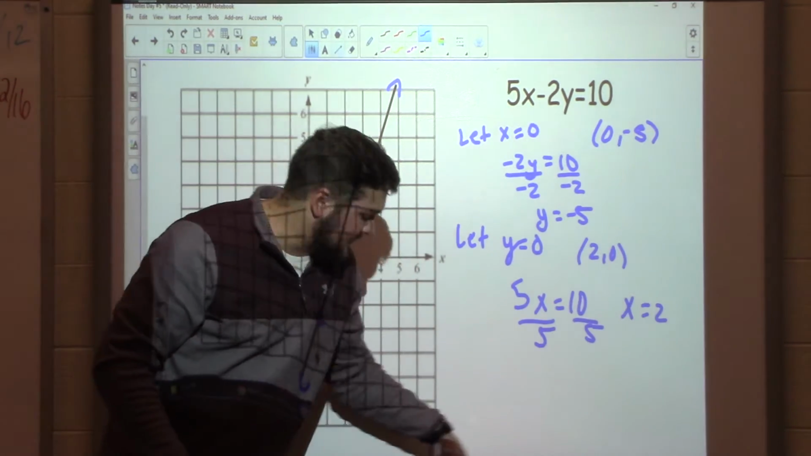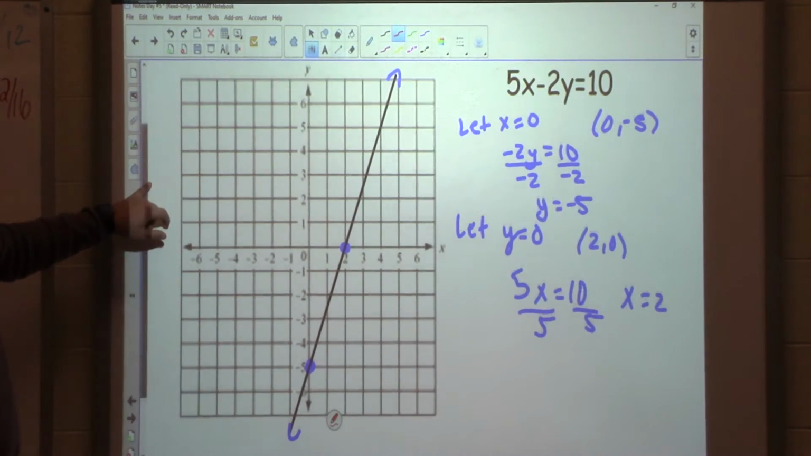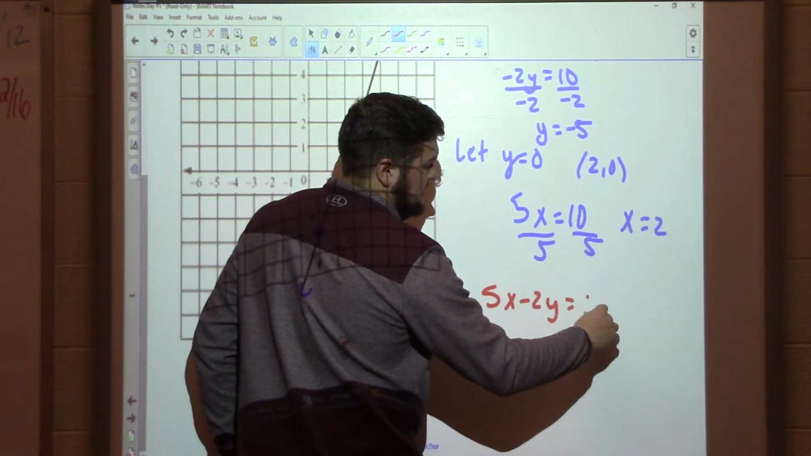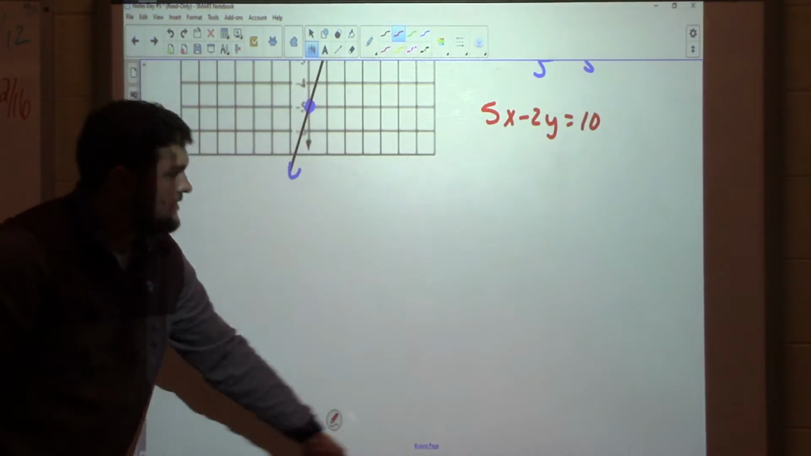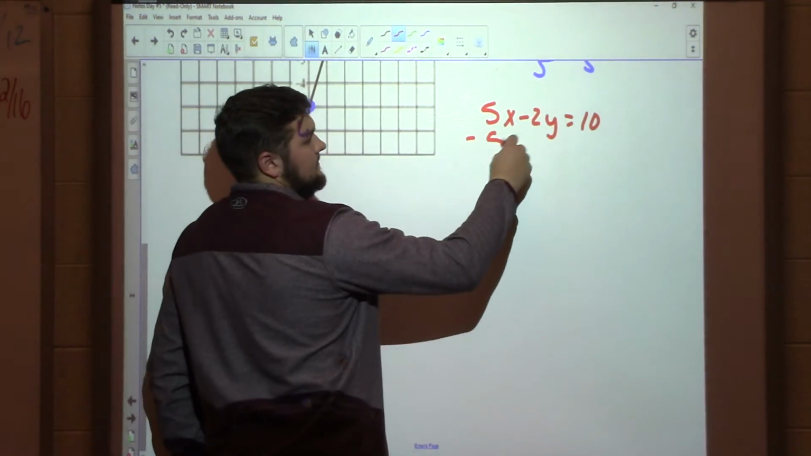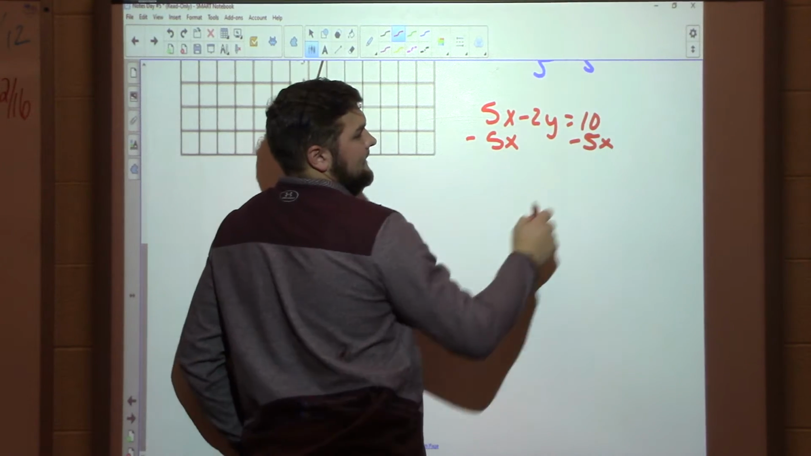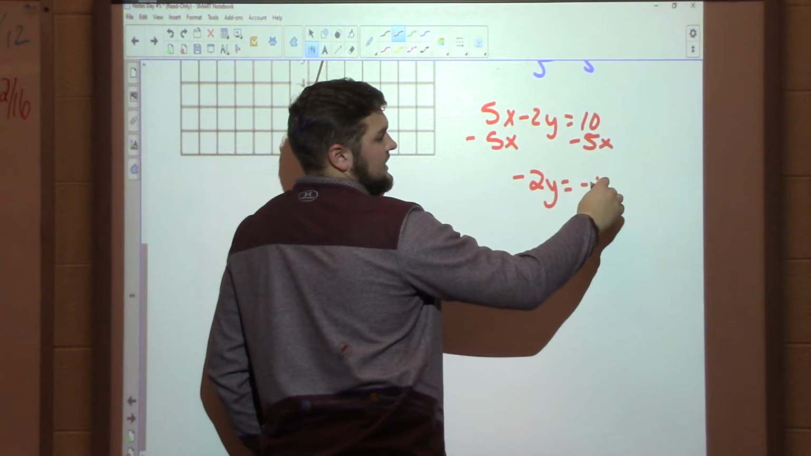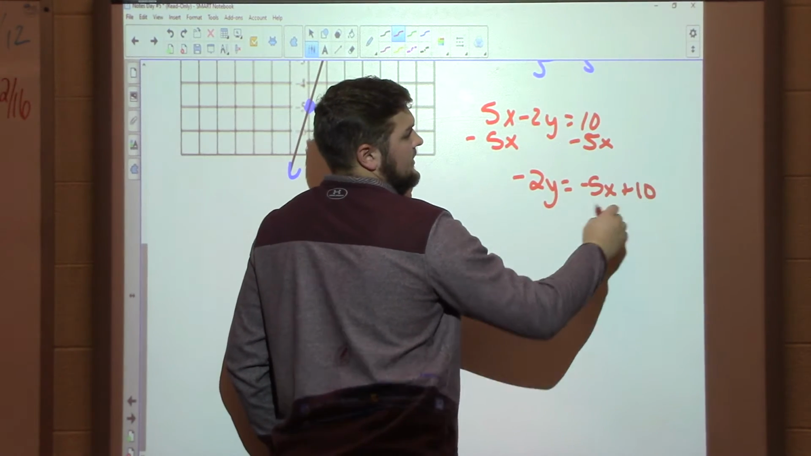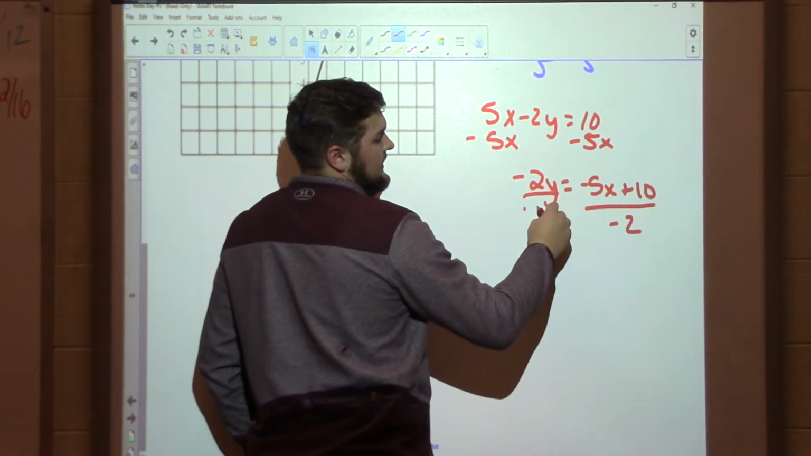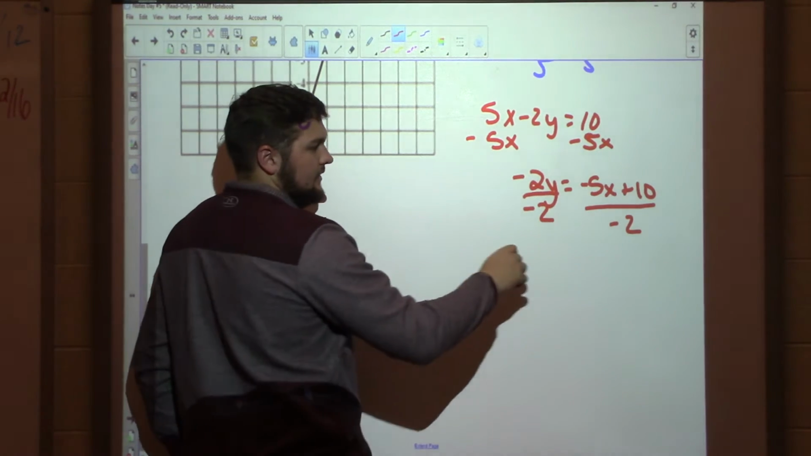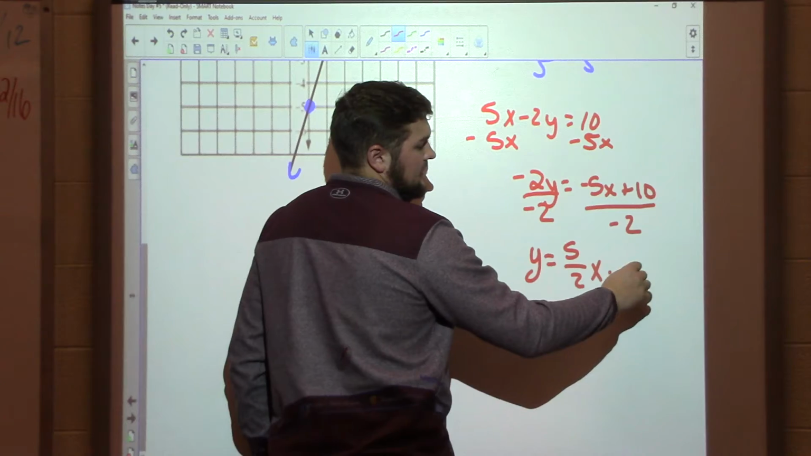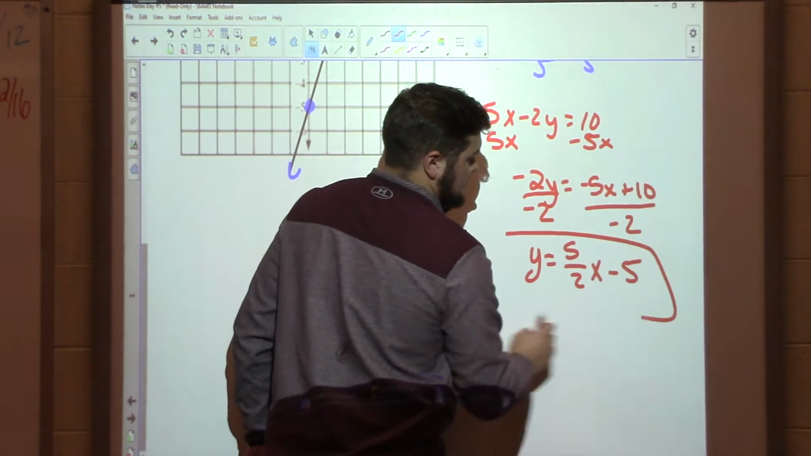Alright, if you prefer to solve for y, 5x minus 2y equals 10. Take and subtract 5x. I would get negative 2y equals negative 5x plus 10. And I would divide by negative 2 to solve for y. Y equals 5 halves x minus 5.